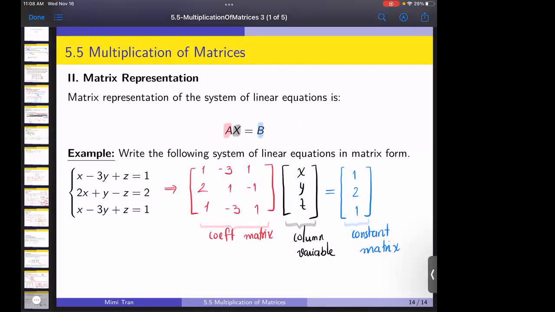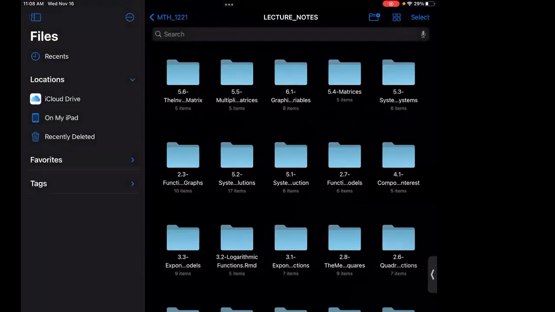You rewrite it in the form A times X equals B. What is A? A is your coefficient matrix, just the coefficients of x, y, z. Your capital X is the column of variables. In this case, we have three variables, so x, y, z. The two-variable case is just x, y, right? And then B will be your constant column, on the right side of the equal sign. All right, so let's set this up.